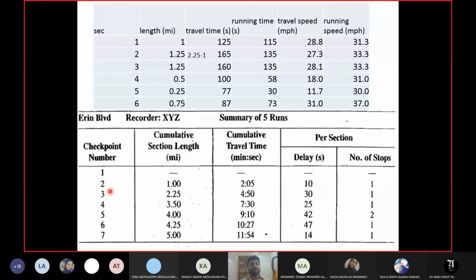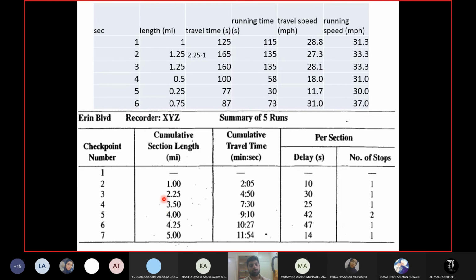So how do I get the length between 2 and 3? I have to subtract 1 from 2.25, right? Because 1 is from 1 to 2 and 2.25 is from 1 to 3. So 2.25 minus 1 will give you 1.25. Okay, so this is for section 2.